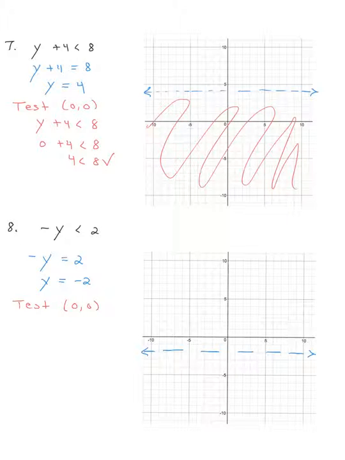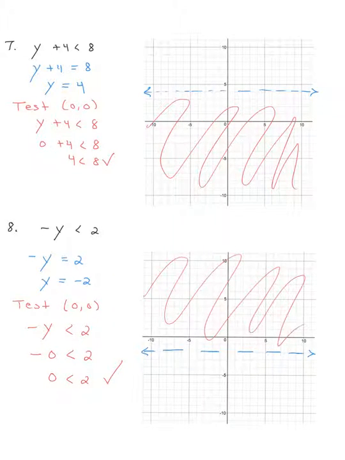Again, that x equals 0 goes nowhere. The only thing I have to do is put 0 in place of y. And, oh yeah, this is true. 0 is less than 2 is true. So I am shading this region here.